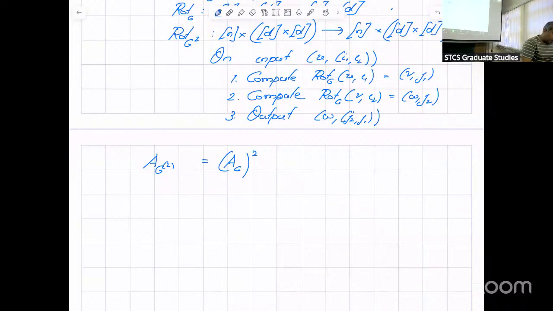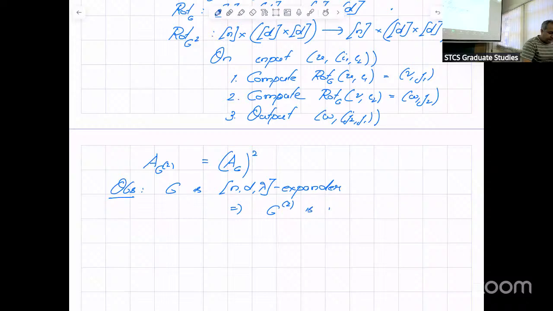Now, let's just do this observation. So suppose G is an (N, D, lambda) expander. What will G squared be? How many vertices are there in it? N. And the degree is D squared.